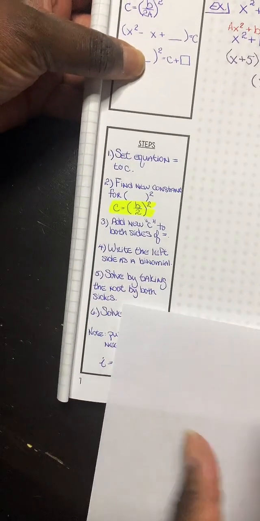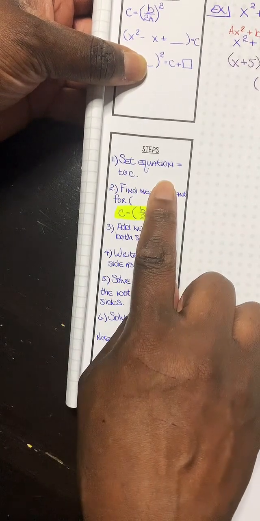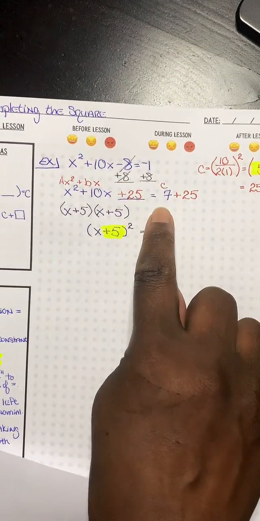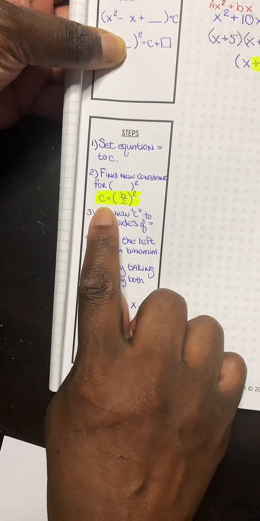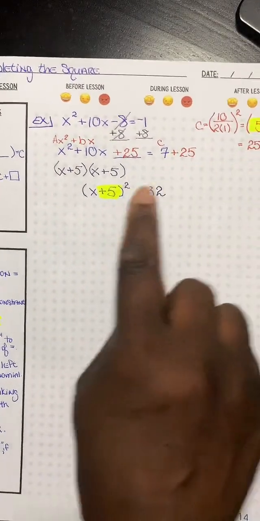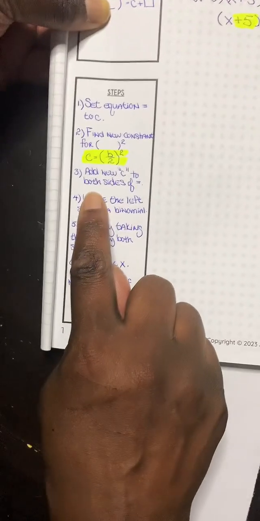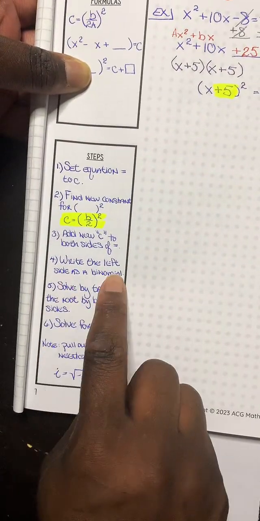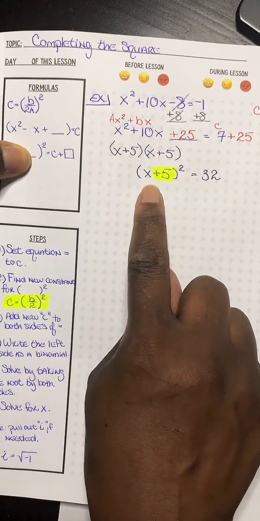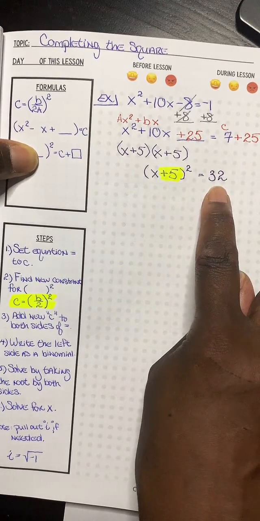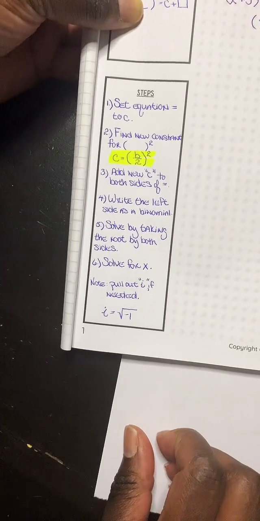So, going along here, we already set our equations equal to the C. That's where the 7 came from, because we had to add the 8 on both sides. We found our new C by doing B divided by 2 squared. That's where the 25 came from. And we added the new C on both sides, which is why the 25 is there and the 25 is there. Then we turned the left-hand side into a binomial, which was that x plus 5 squared, equals the 32.